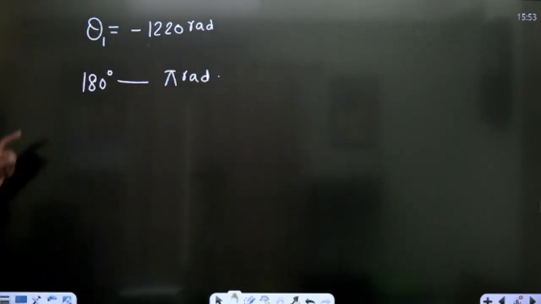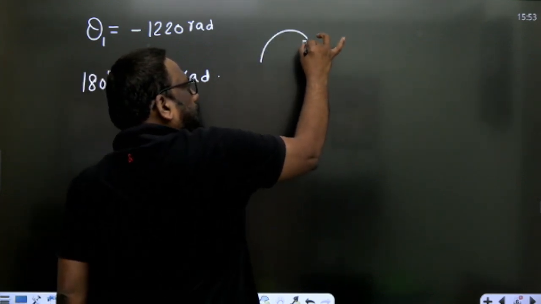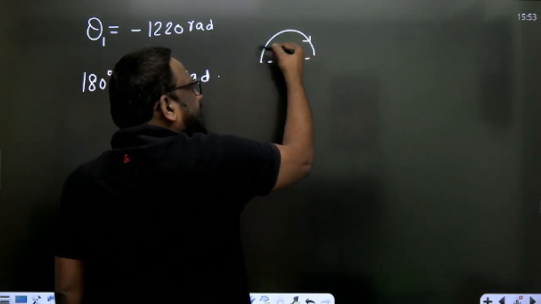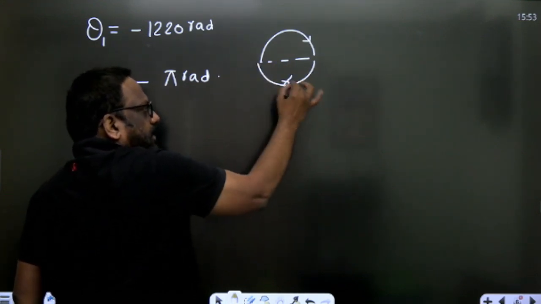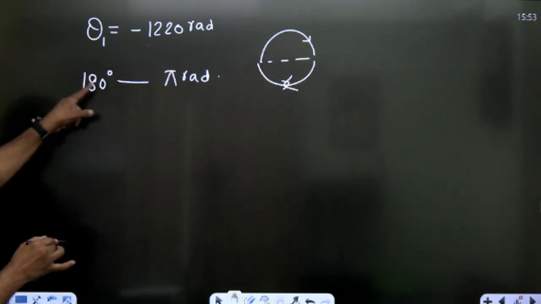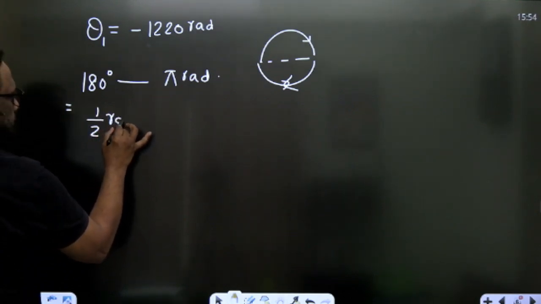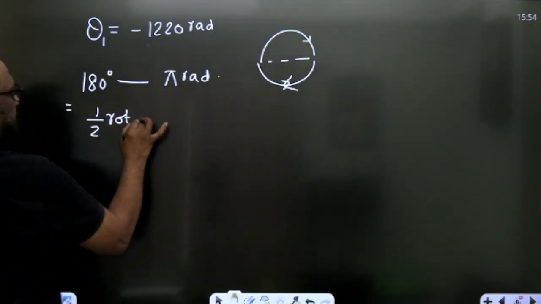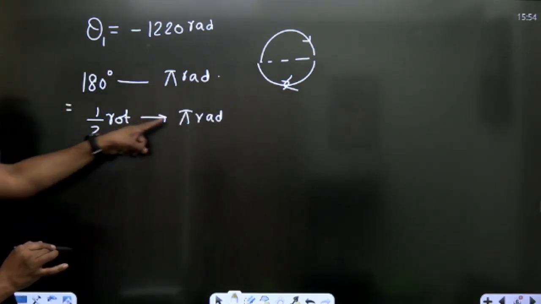ठीक है सर. What does 180 degree? देखो 180 degree corresponds to, it is half a rotation. It is half rotation. Another 180 corresponds to full rotation. So please note that 180 degree means half rotation is corresponding to pi radian. 180 degree means half rotation is pi radian.